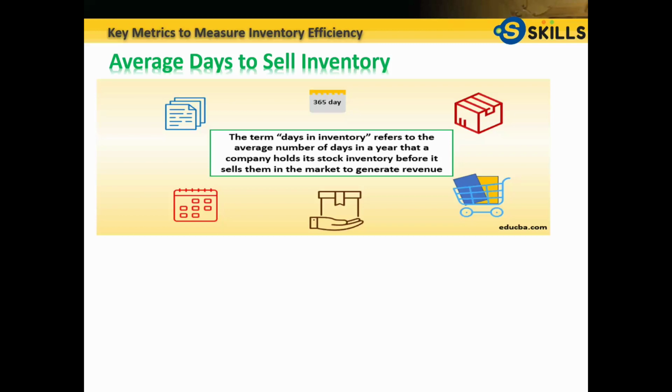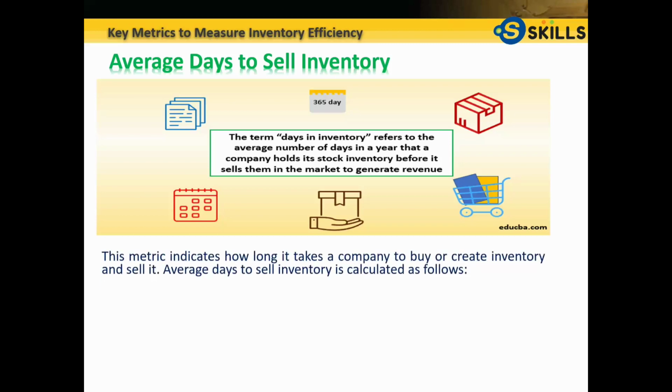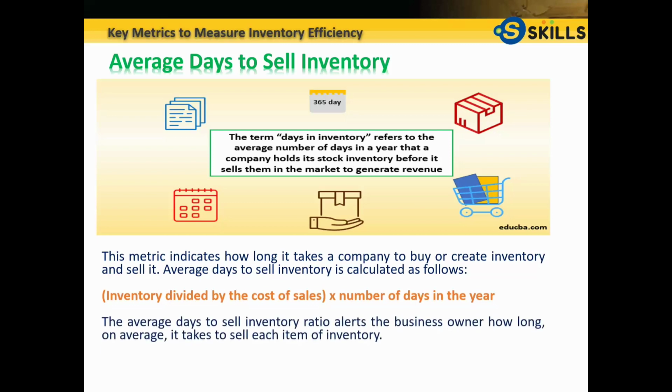Average days to sell inventory. This metric indicates how long it takes a company to buy or create inventory and sell it. Average days to sell inventory is calculated as follows: inventory divided by the cost of sales, multiplied by the number of days in the year. The average days to sell inventory ratio alerts the business owner how long on average it takes to sell each item of inventory.